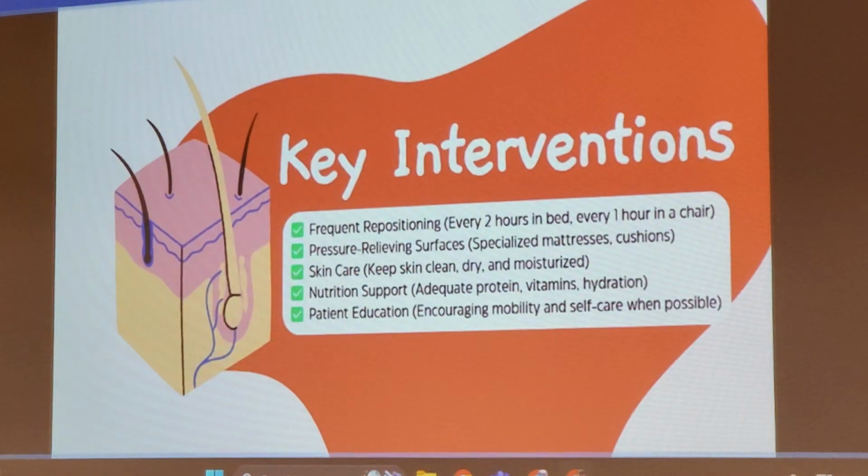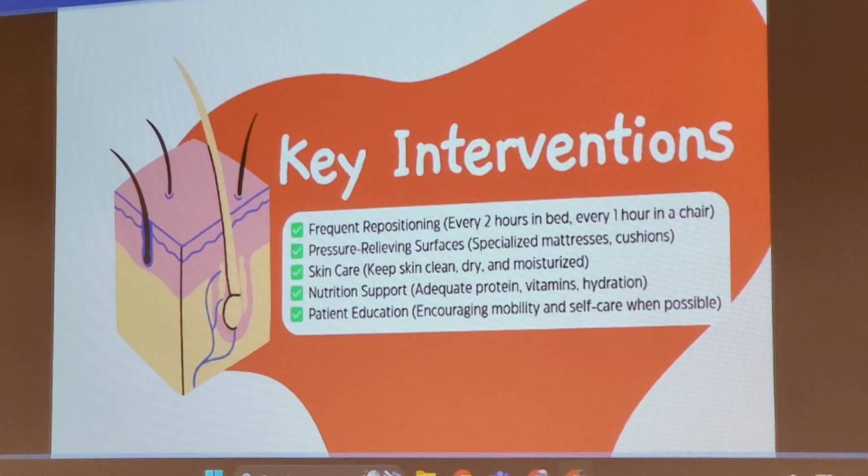All right? So key things that you can do, if you didn't already have these in your back pocket. Reposition, typically you're every 2 hours. The book says every hour in bed or in a chair, but we said in 112, if they're in a wheelchair, every 30 minutes would be the best, but an hour is at least your minimum if they're seated.